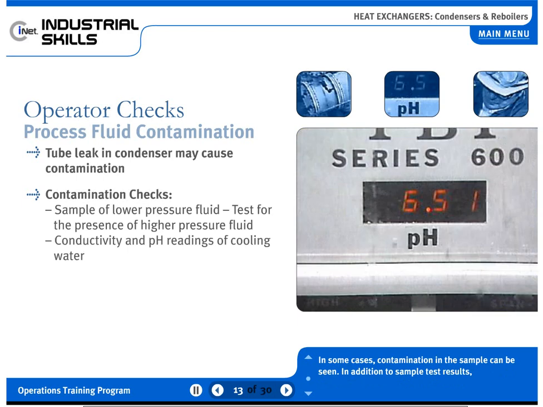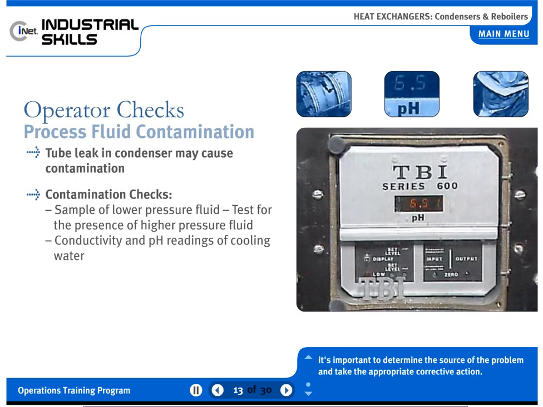In addition to sample test results, conductivity and pH readings of cooling water may indicate a tube leak. If there is any indication of contamination, it's important to determine the source of the problem and take the appropriate corrective action.